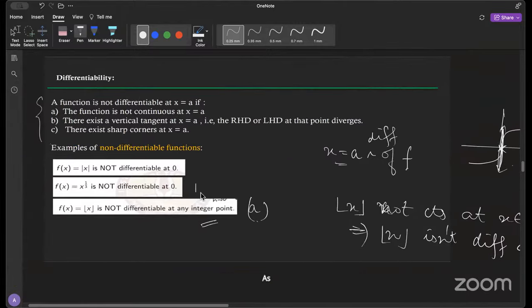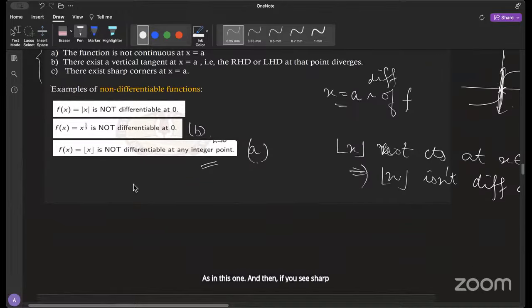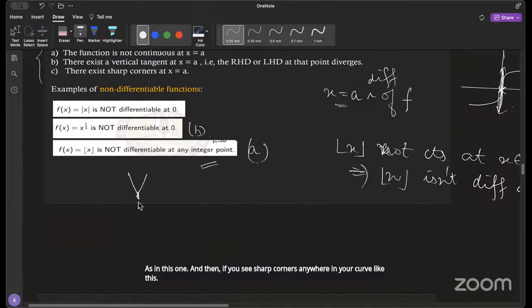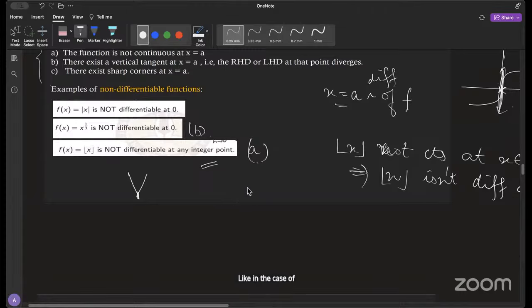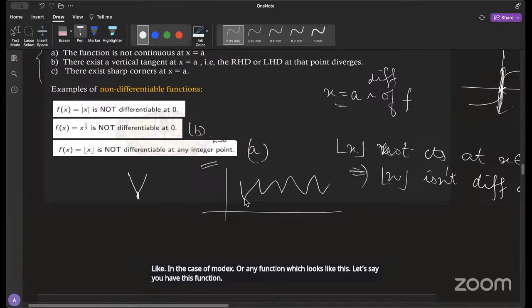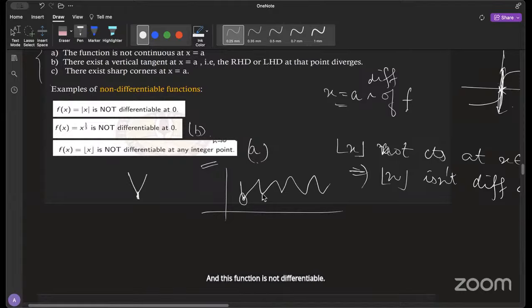As in this one. And then if you see sharp corners anywhere in your curve, like in the case of mod x, or any function which looks like this, the function is not differentiable there. All of these sharp points are not differentiable. Is that okay?